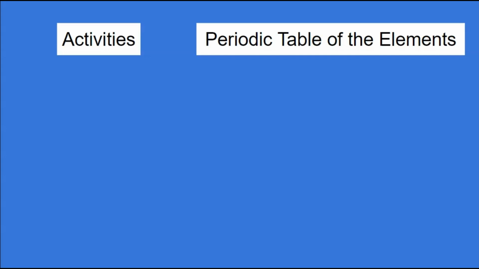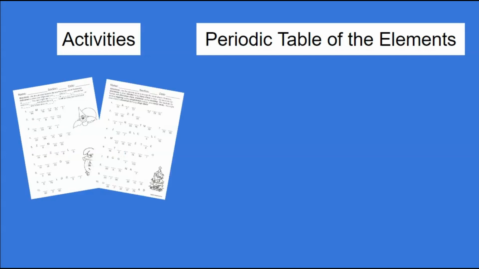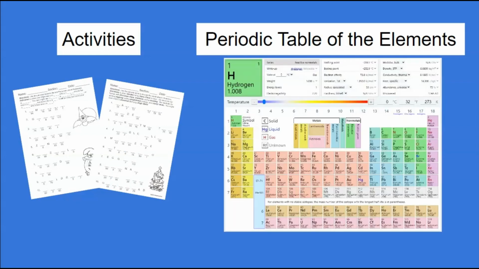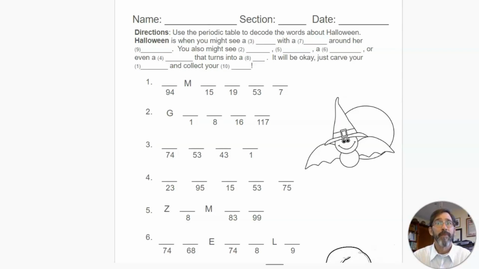Many of the activities on this channel are designed to help students become more familiar with the periodic table of the elements. We provide modified versions of our activities, which include a word bank, as well as instructional videos. If you have an unmodified version, don't forget to come back and fill in the blanks under the directions. If you need access to a periodic table, feel free to use the link for ptable.com, also in the pinned comment. For this particular video, we will be focused on the periodic Halloween worksheet.